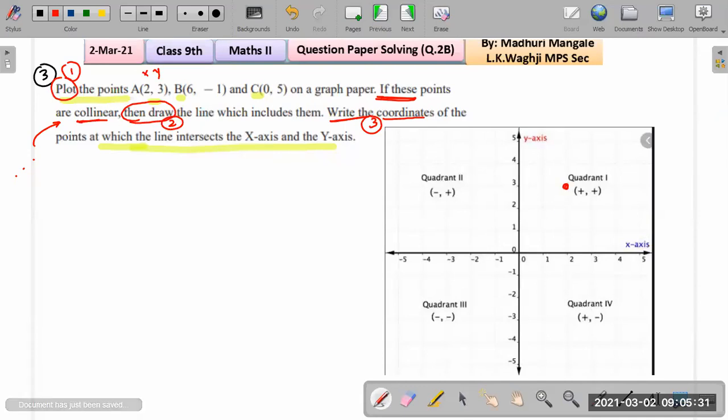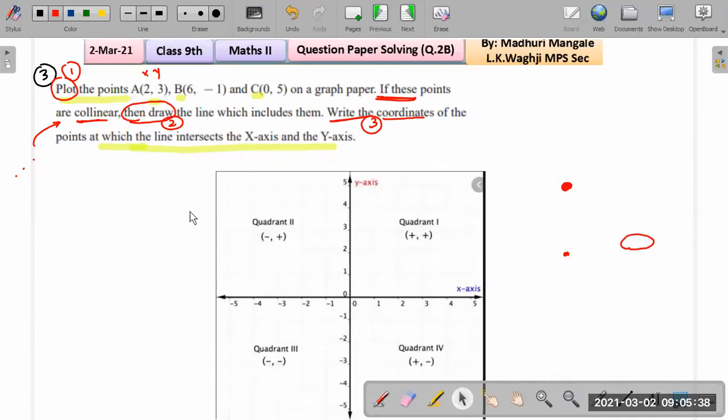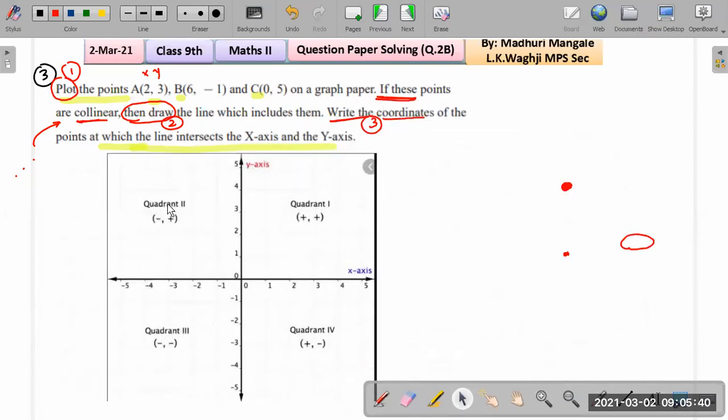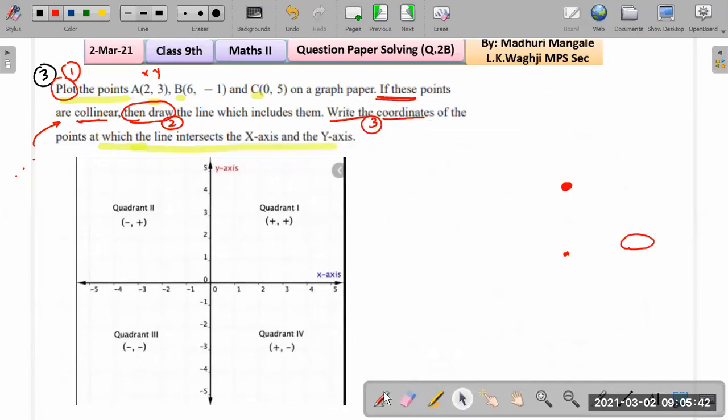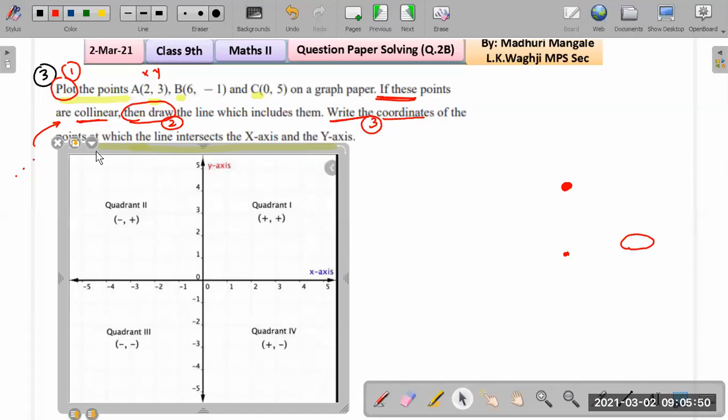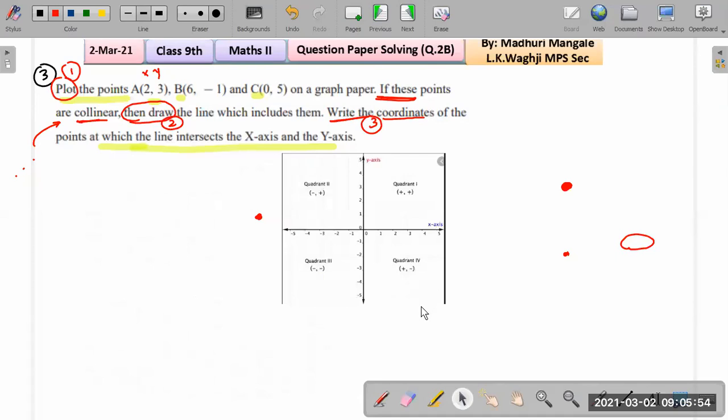I don't know why it won't take up the diagram. What is the problem? Just a minute. 2 comma 3. Yeah, it won't let me do. Just a minute, let me check if I can do something. Okay, now let me try. So 2 comma 3 over here, this is the point. Okay, I'm able to do it right now.